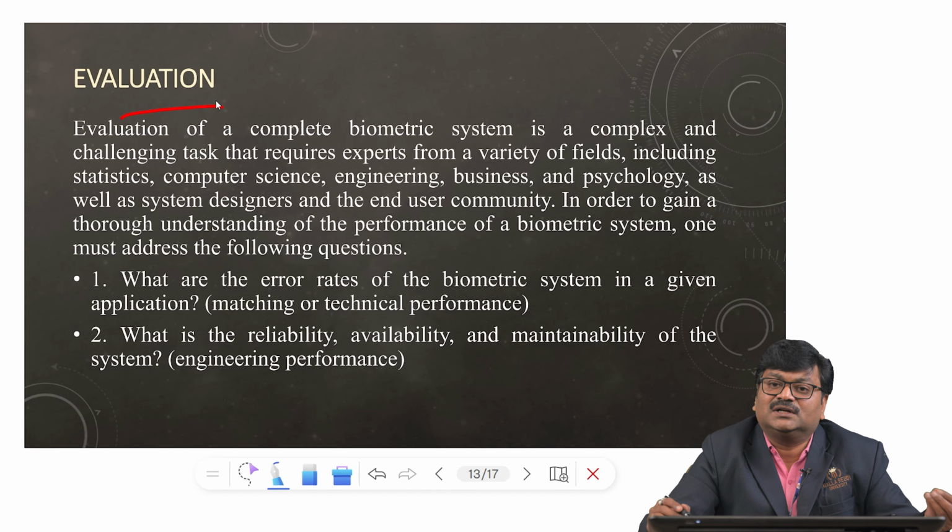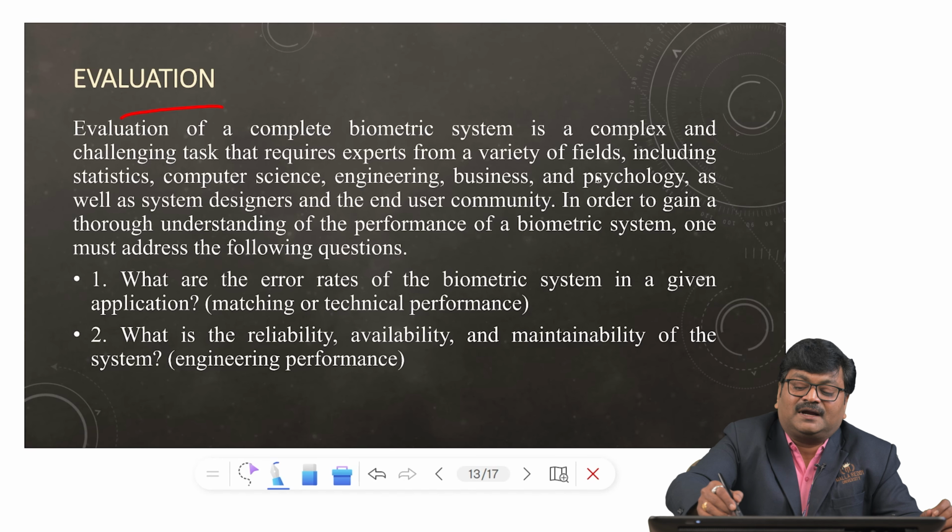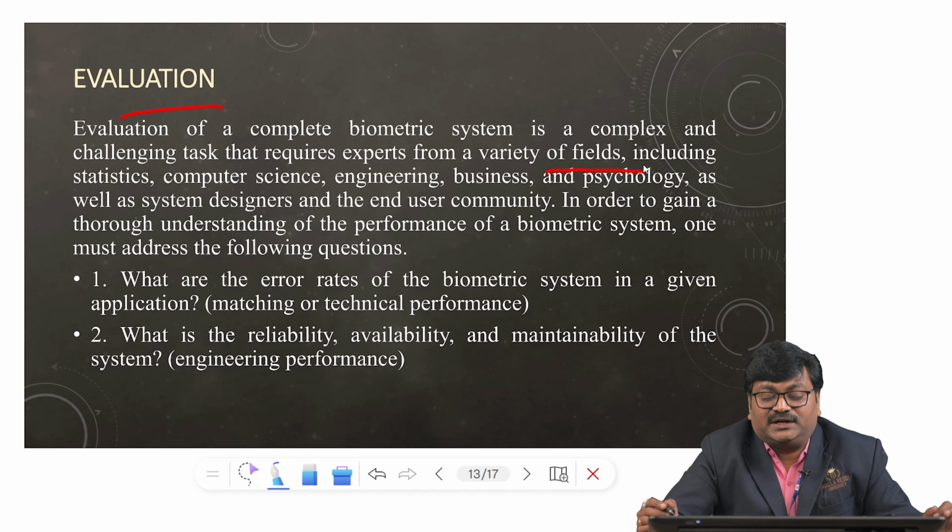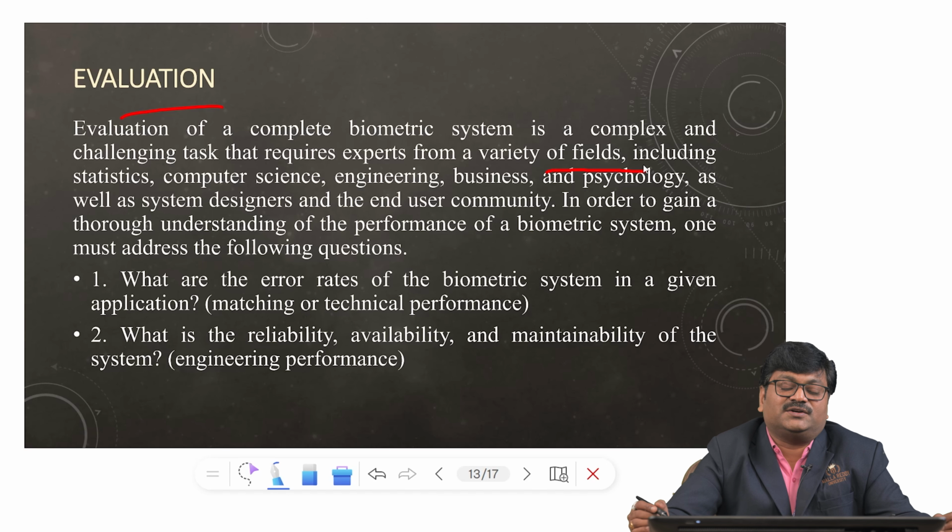In that way, there is another algorithm called LDA, that is linear discriminant analysis. So the features which are least discriminant will be identified and kept aside. So depending upon the field where I am using this biometric system, or the application, I need to choose the algorithms, and based on the algorithms, I need to go for the evaluation.